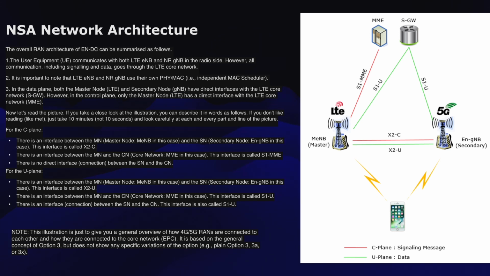3. In the data plane, both the master node, LTE, and the secondary node, gNB, have direct interfaces with the LTE core network SGW. However, in the control plane, only the master node, LTE, has a direct interface with the LTE core network MME. Now let's read the picture.